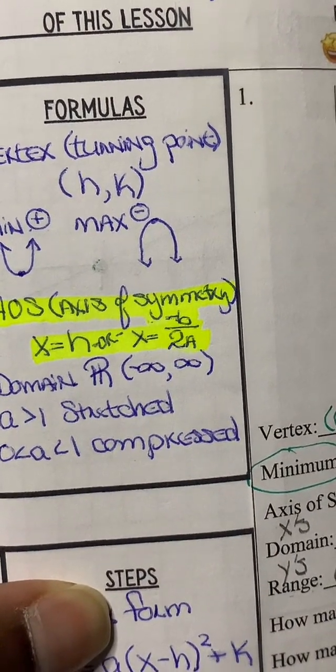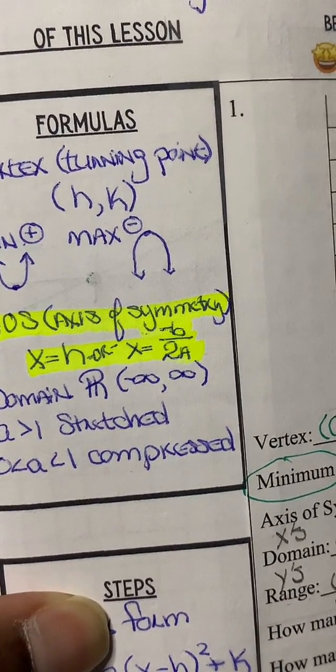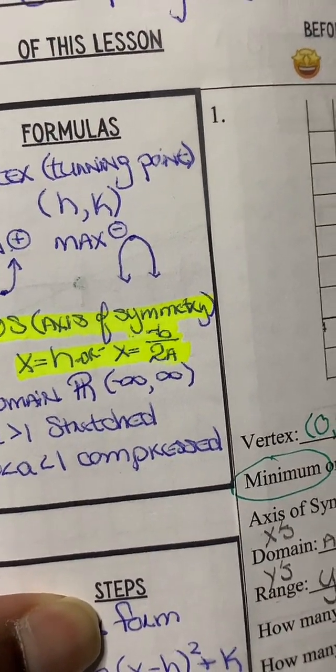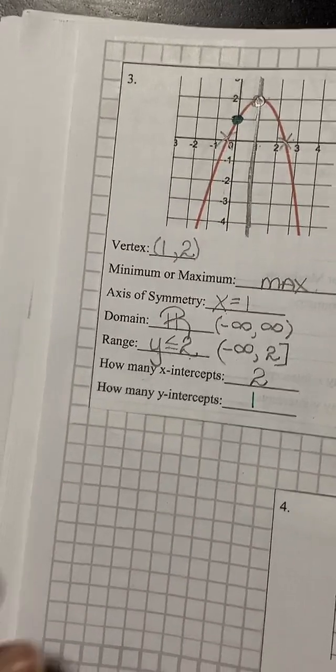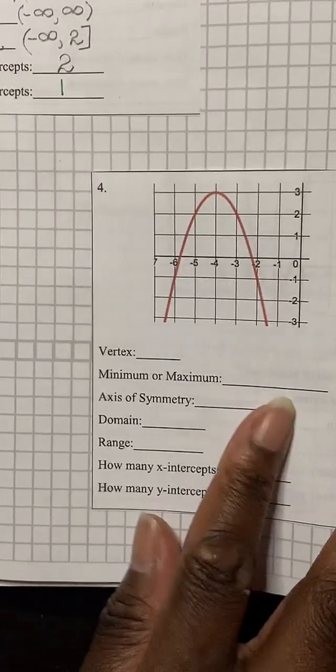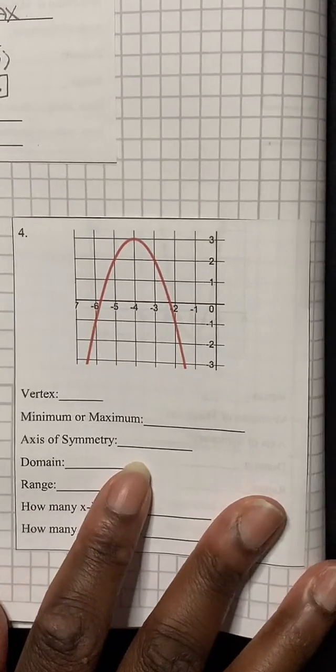Okay. Okay. So, all right. The vertex. Yeah. Oh, Emmanuel. Hello. All right. Okay. One more.